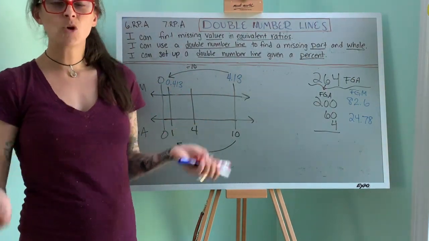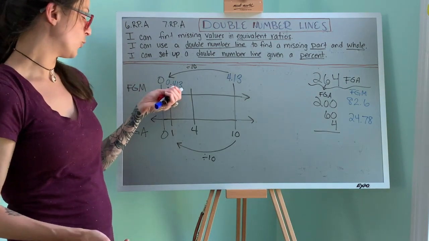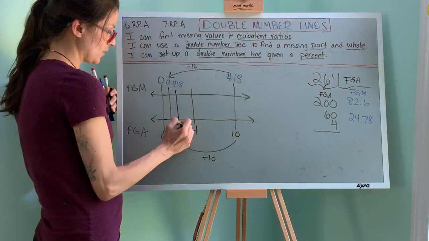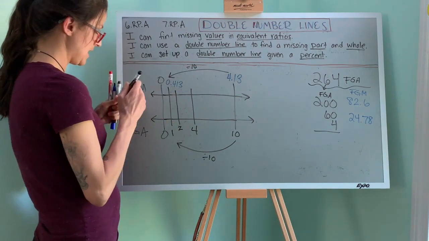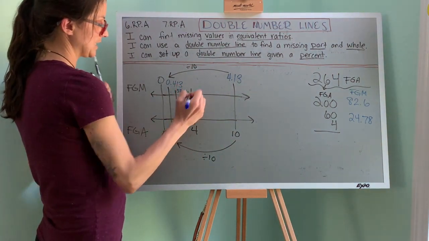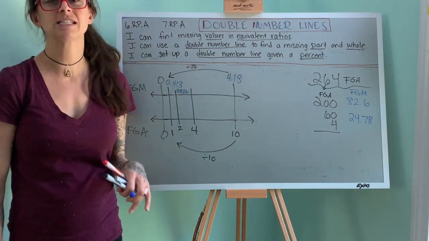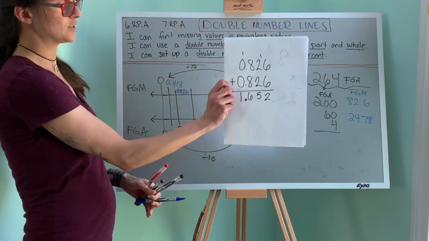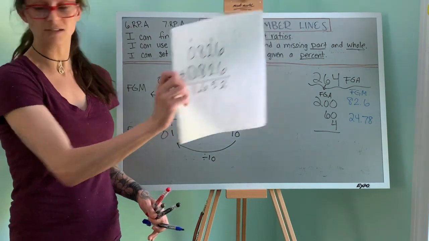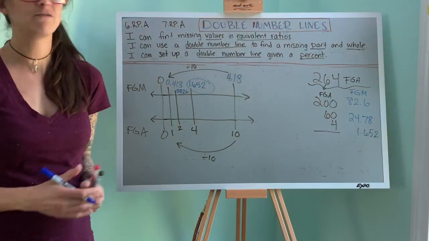In this situation, I'm going to double the value I got for 1 field goal attempt. And so I'll get, for 2 field goal attempts, 826 thousandths of a basket. And now I can double that again. So 826 thousandths doubled is 1 652 thousandths. And now we have all of the information we need.